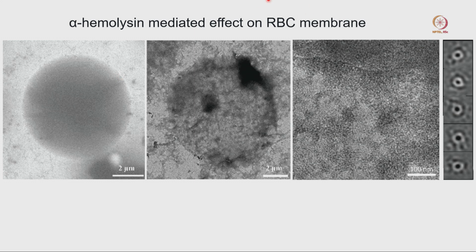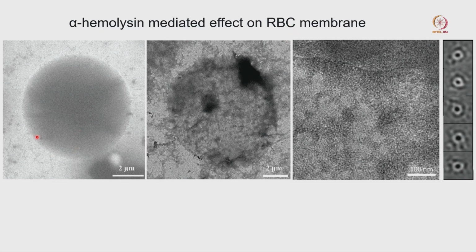Not only that, here I am showing you alpha hemolysin, which is one of the bacterial toxins, and this bacterial toxin generally interacts with erythrocytes or RBC membrane.